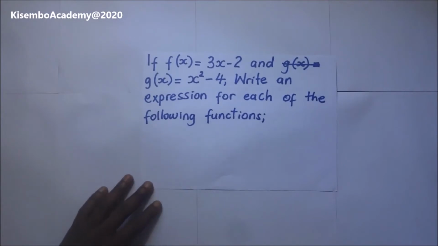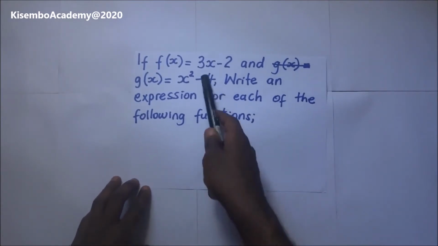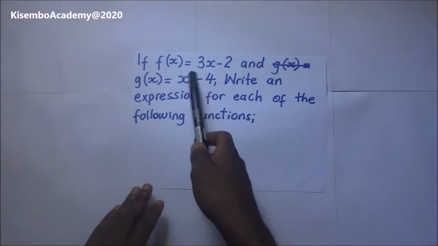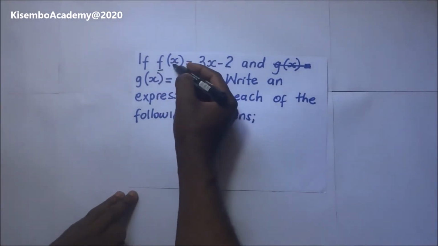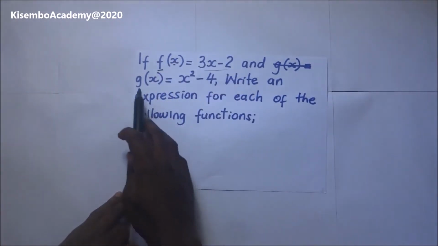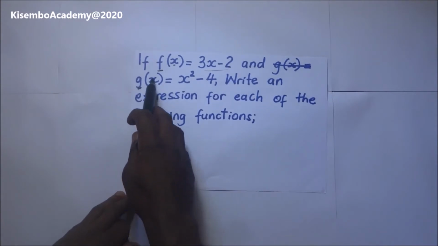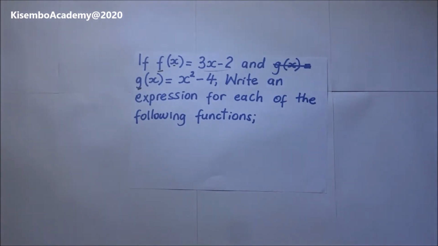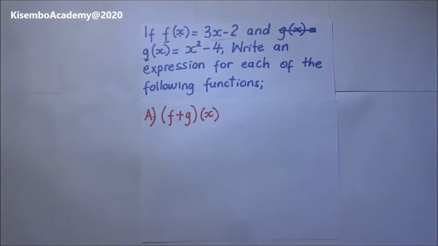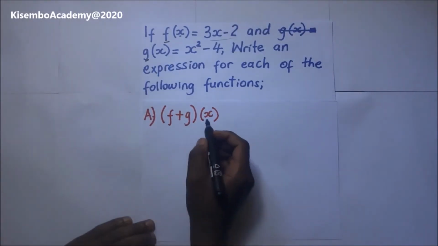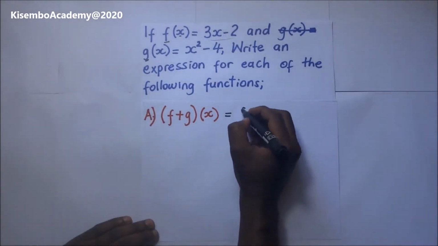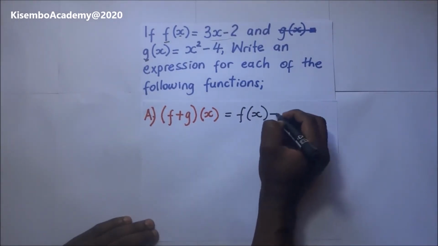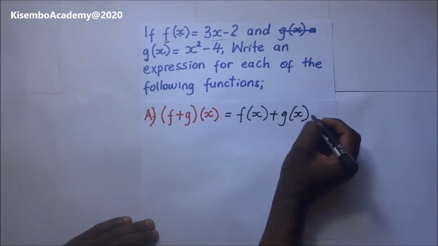So right here we have an example. If f of x is equal to 3x minus 2, that is the function f where x is the input. And then we have function g, where x still is the input, given by x squared minus 4. Write an expression for each of the following functions, and our first one is f plus g. We are supposed to add them. Of course, f plus g of x is the same as saying f of x plus g of x.